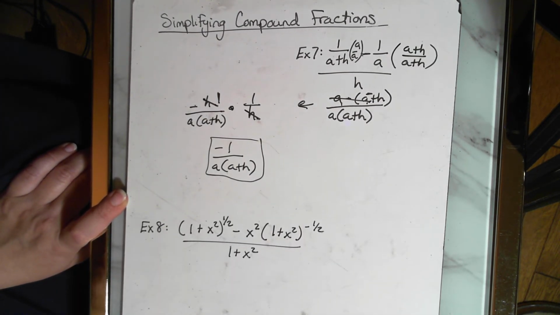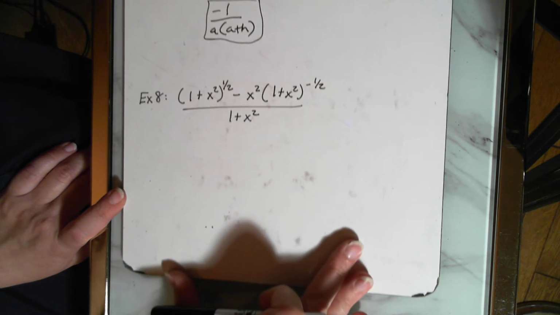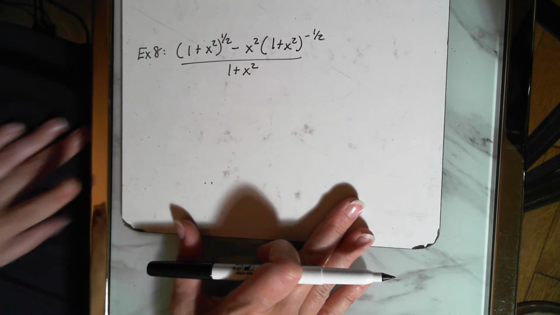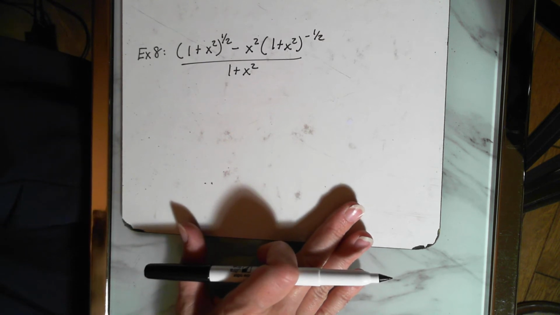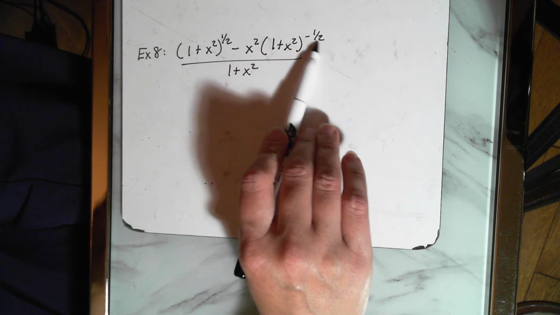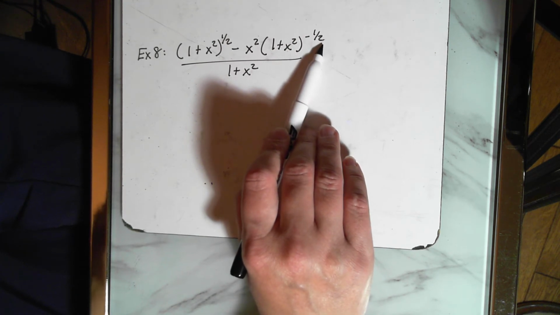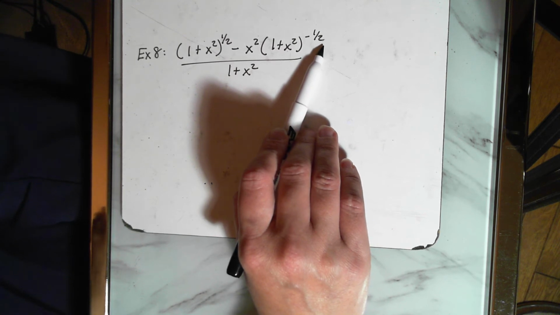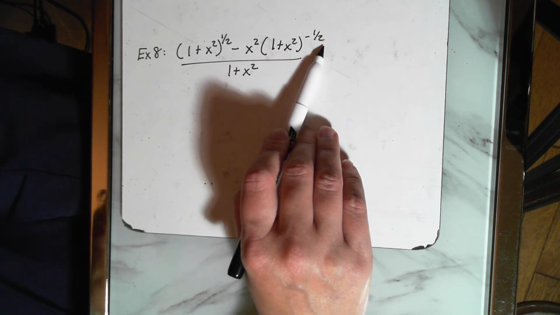Okay, now for our last example. This one is really complicated because it has those fractional exponents. So what I'm going to do is make it less complicated. And the way I'm going to do that is I'm going to look at this exponent here, the negative exponent, and I'm going to say I don't want it to be a negative exponent. I want it to be positive or 0.